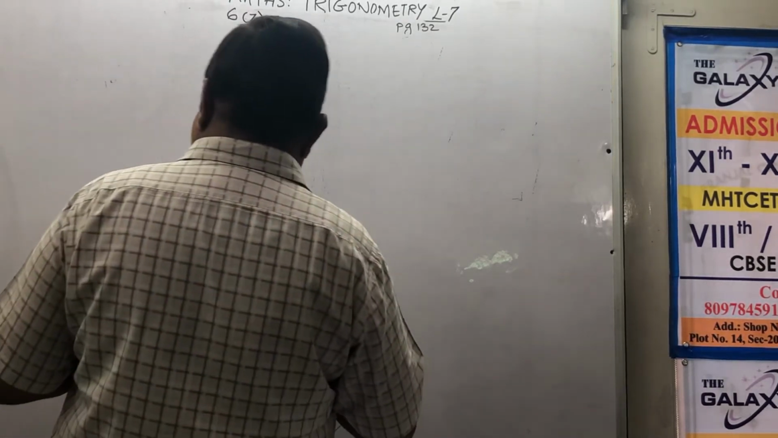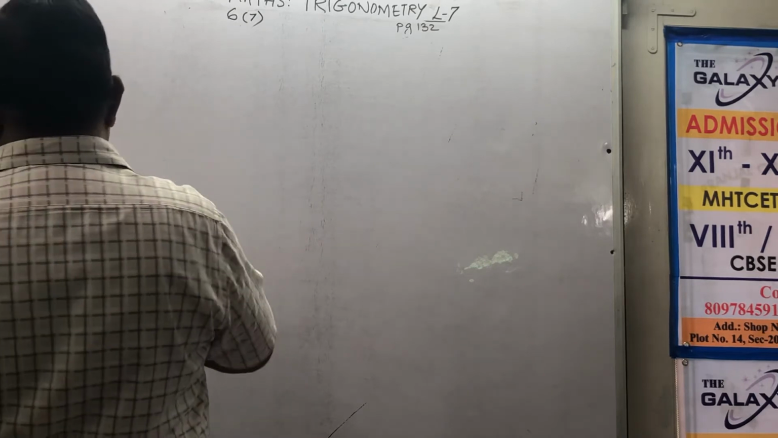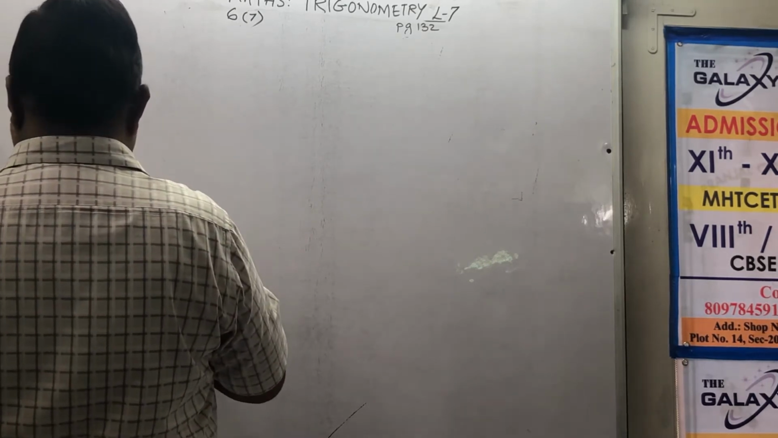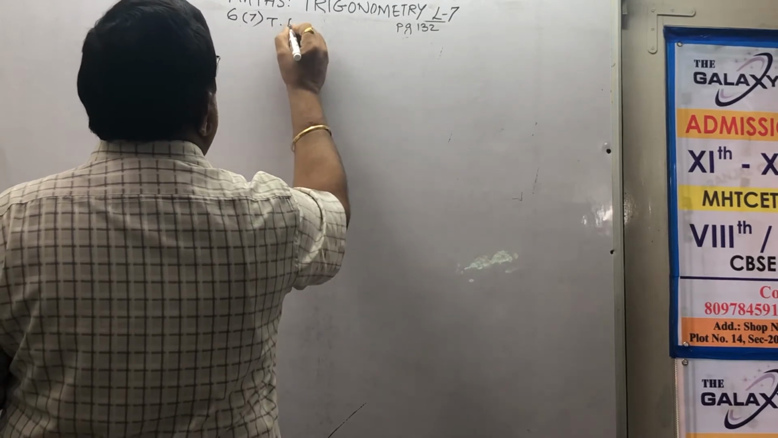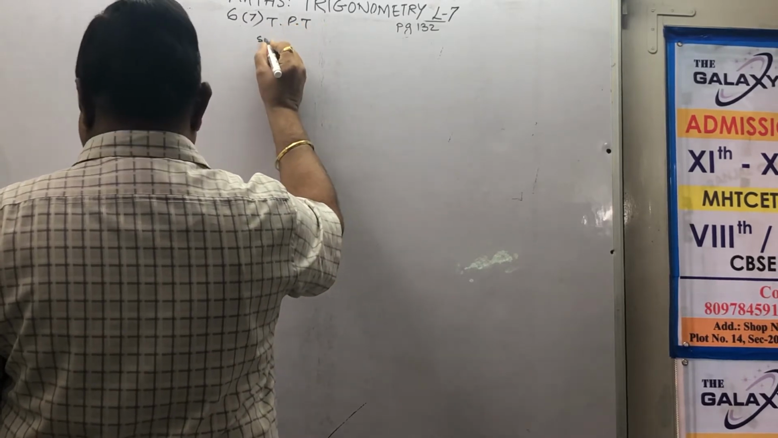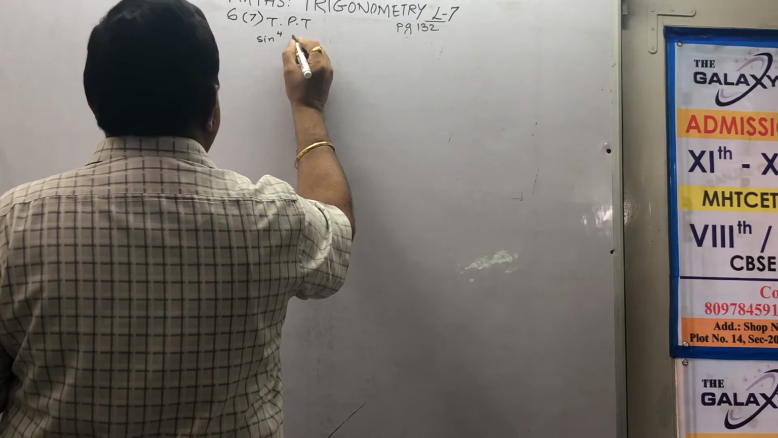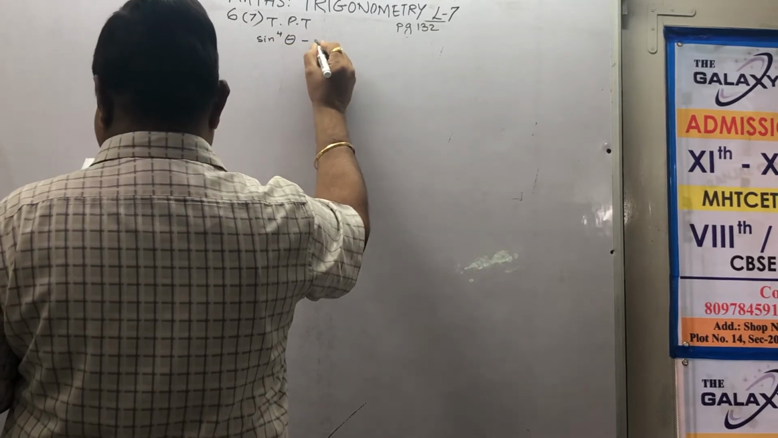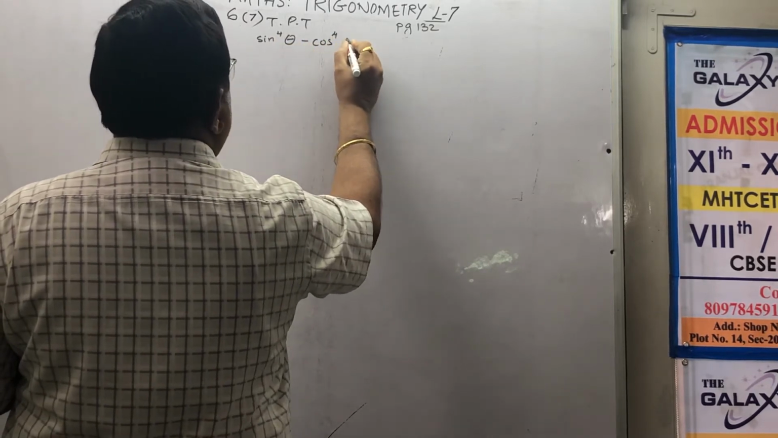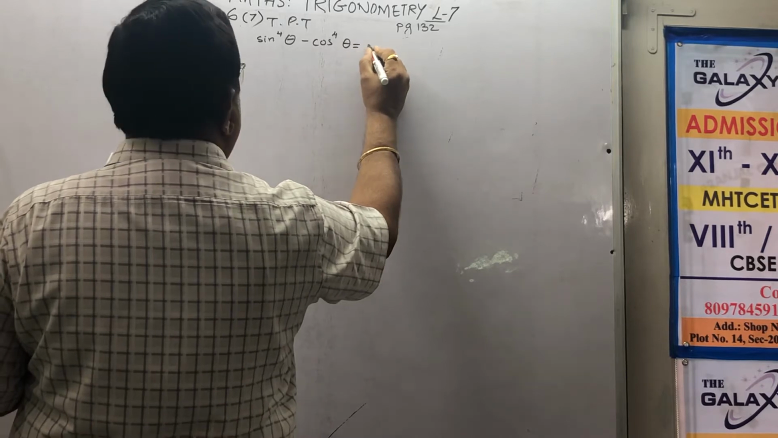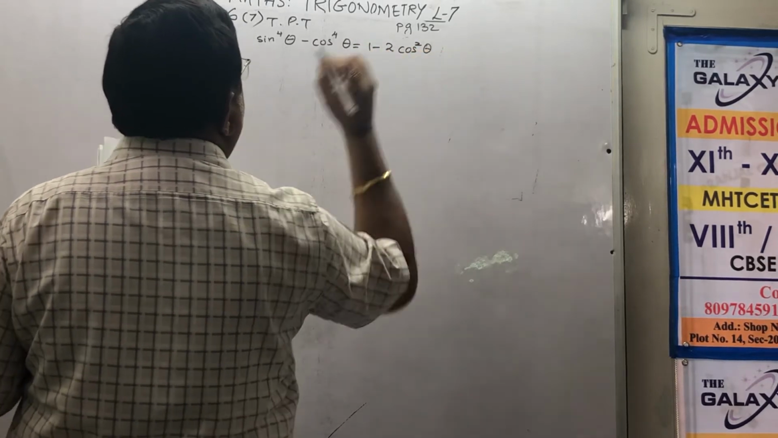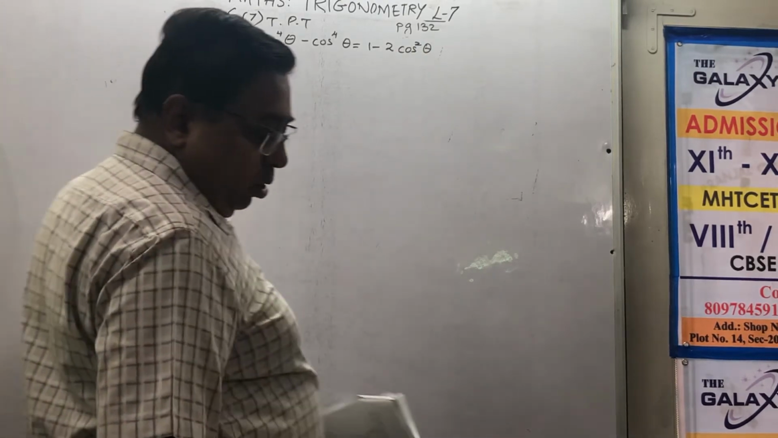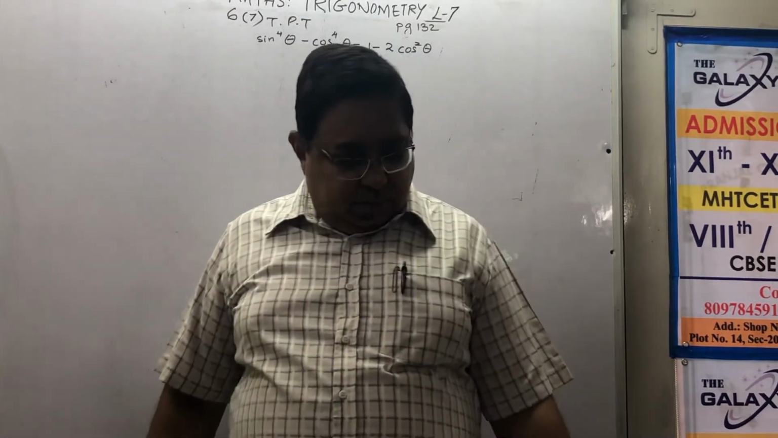So subunit number 7. The book says, prove that sine 4 theta minus cos 4 theta is equal to 1 minus 2 cos square theta. Okay, this is what has been given in the book.